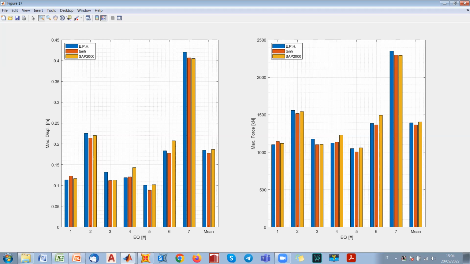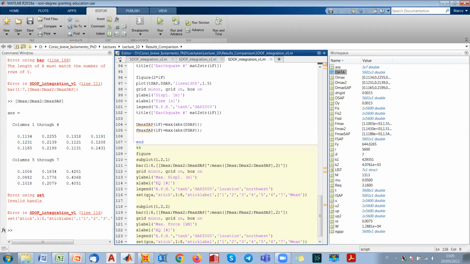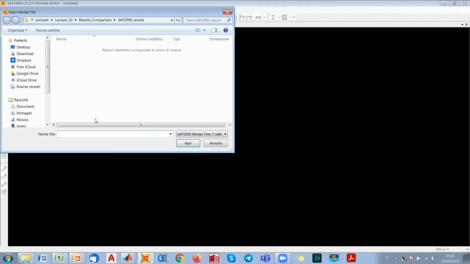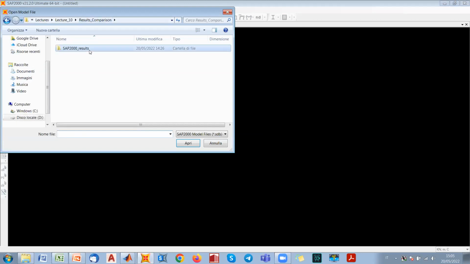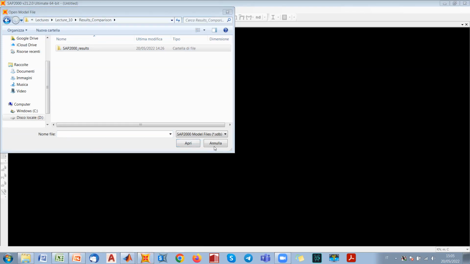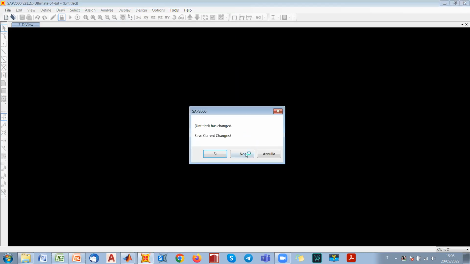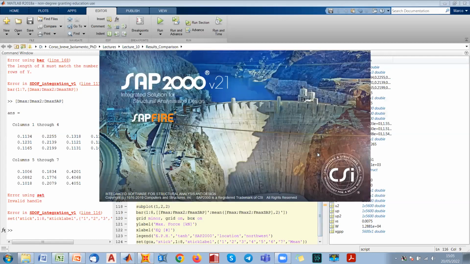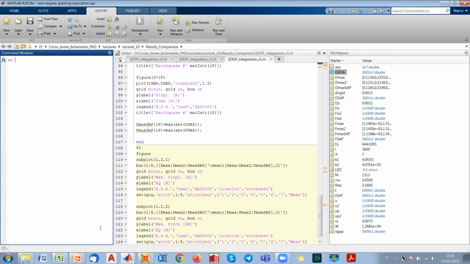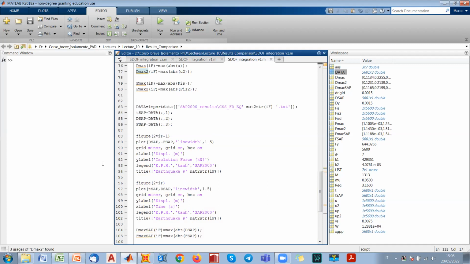Okay, if there is no question about this, we can move to the analysis of the results for the lead rubber bearings. So let's close this and go to the model. Let's save and open the model for the lead rubber bearings. I can close it, and also here, and clear. Then we will try to get exactly the same figures.